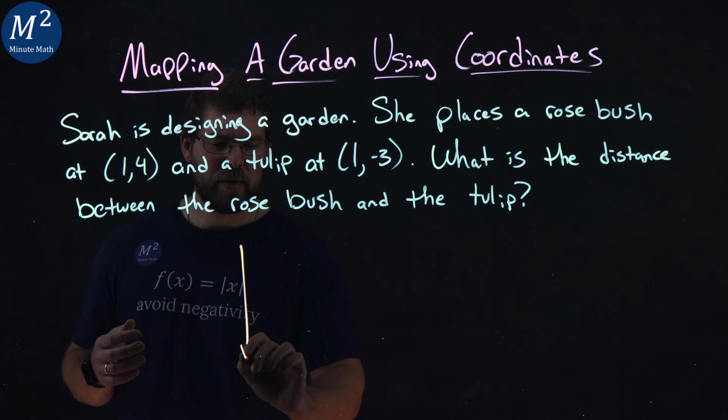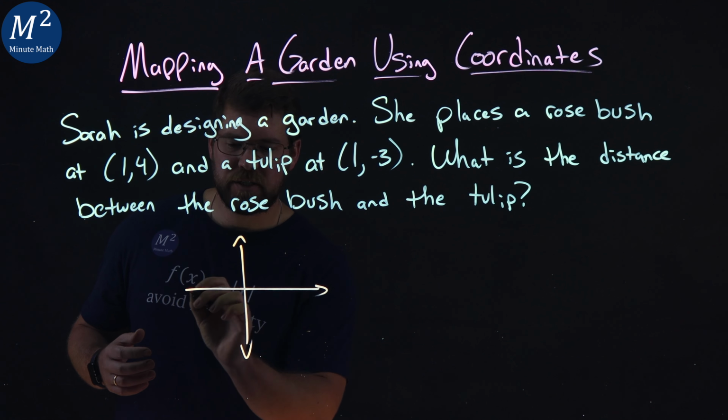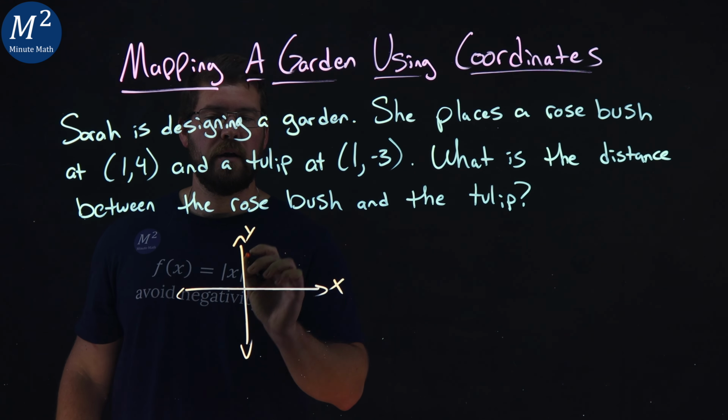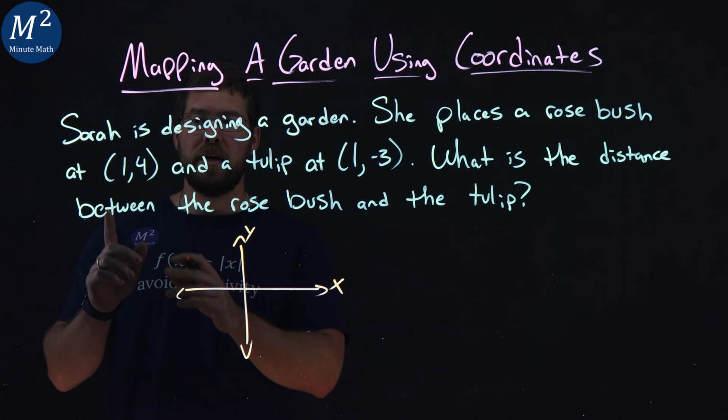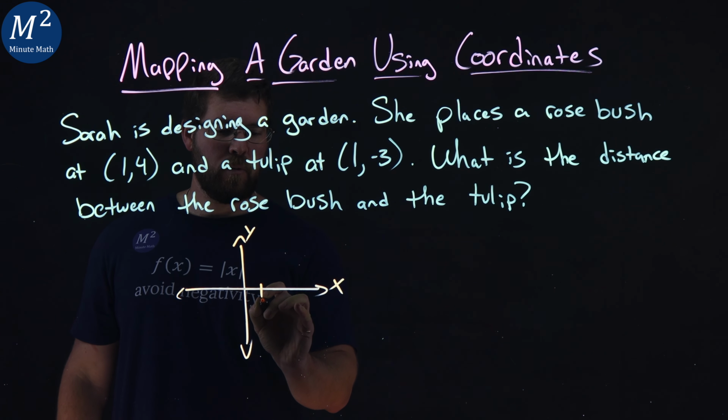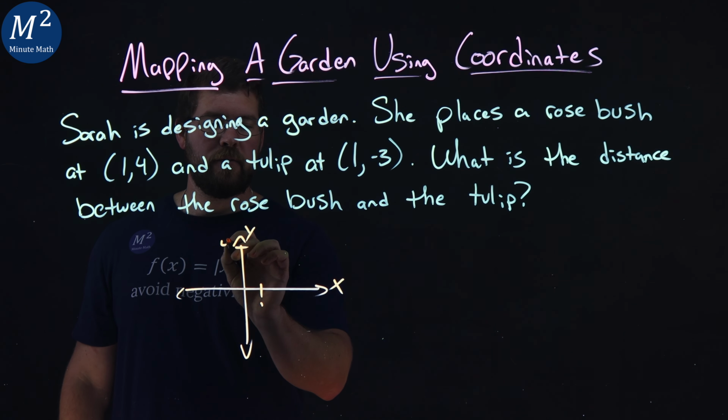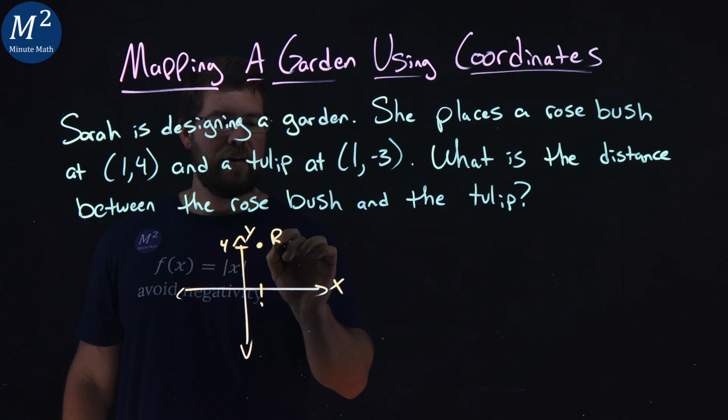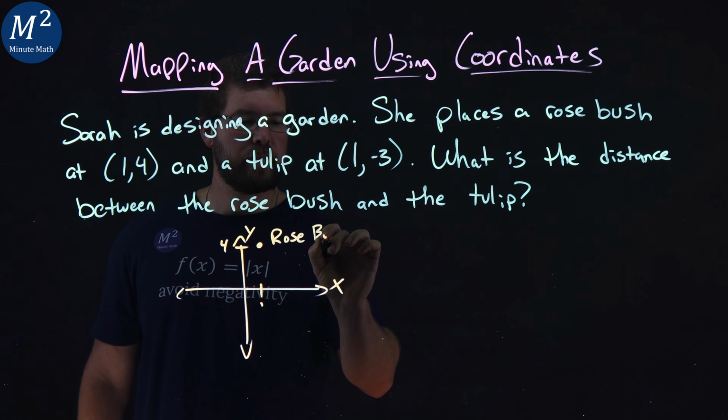Let's make a coordinate plane right here. A little sketch to help us. We have our x and y. The rose bush is at 1, 4. So when x is 1, our y is a 4 right there. And we have the rose bush.